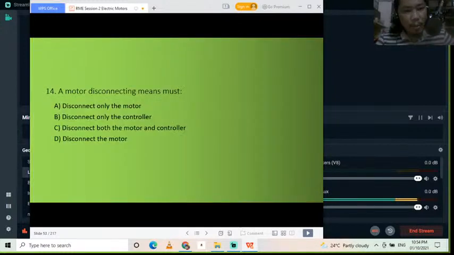Number 14. A motor disconnecting means must blank. A. Disconnect only the motor. B. Disconnect only the controller. C. Disconnect both the motor and controller. Or D. Disconnect the motor. So, correct answer natin ay disconnect pareho, yung motor and controller. Yung motor disconnecting means must disconnect both the motor and the controller.